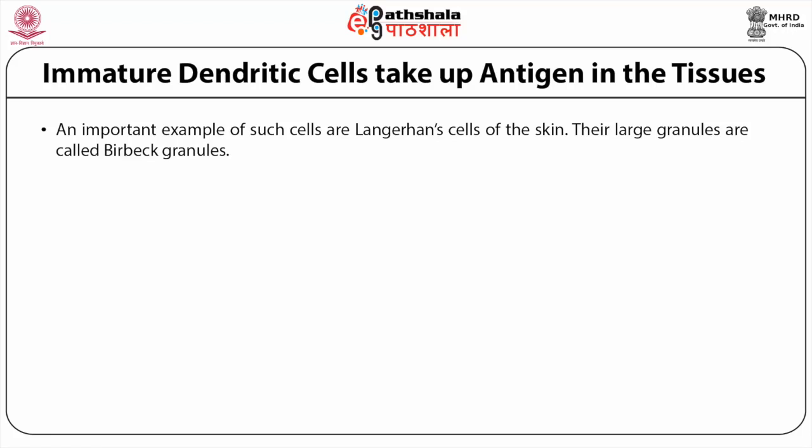An important example of how immature dendritic cells take up antigen in the tissues is provided by the Langerhans cells of the skin. Their large granules are called Birbeck granules.